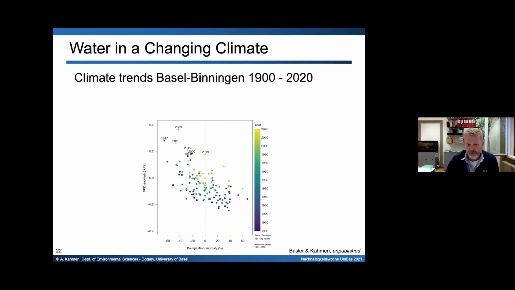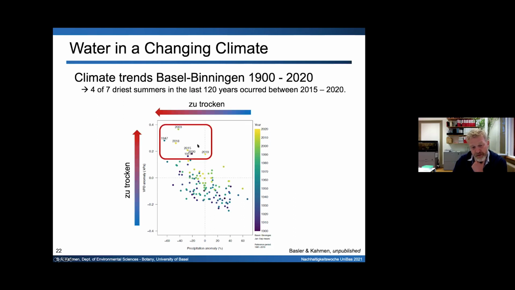And if we look at that now from a Basel perspective, so these are data from the climate station Basel-Binningen, and if we plot for the last 120 years here relative to the 1980 to 2010 reference, the anomalies in precipitation and vapor pressure deficit, and we look just at the last couple of years and a few extreme years in the historic record, like 1911 and 1947, we can see that there is a massive accumulation of dry years here in the last couple of years.